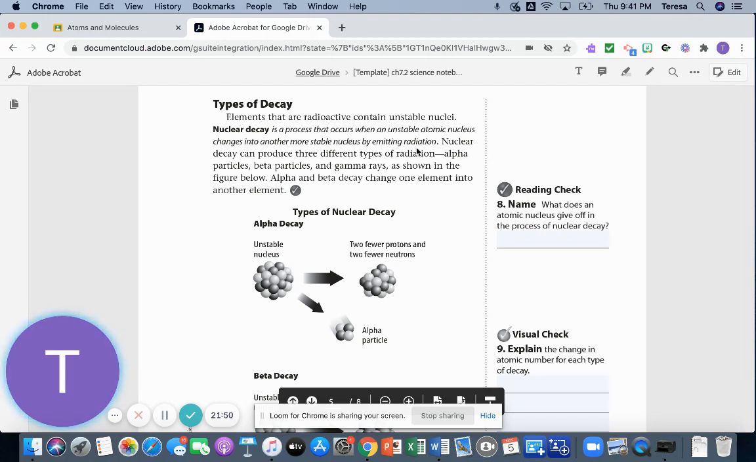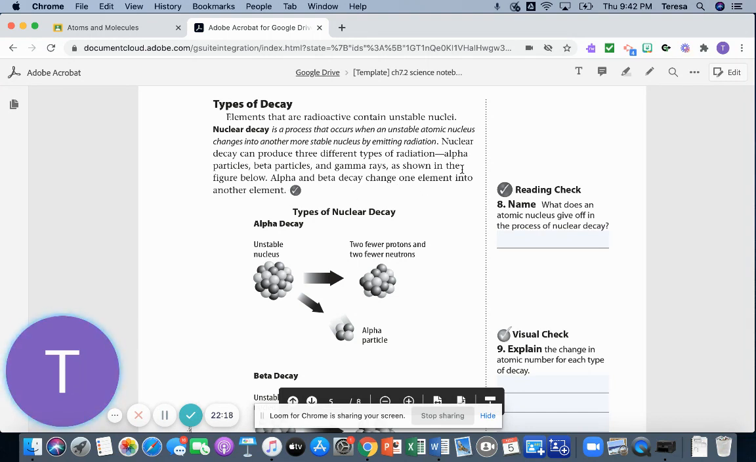Sometimes this happens really fast, so an element will go from unstable to stable very quickly. Other times it occurs very slowly, over millions of years. Nuclear decay can produce 3 different types of radiation: alpha particles, beta particles, and gamma rays. They're shown in the picture below. Alpha and beta decay change one element into another.